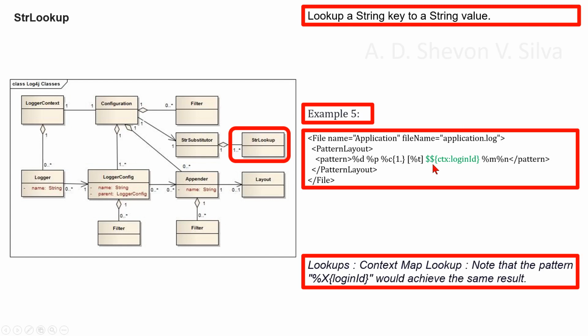The pattern layout supports interpolation with the lookups and will then resolve the variable for each event. Note that the pattern here would achieve the same result, this $ x here.